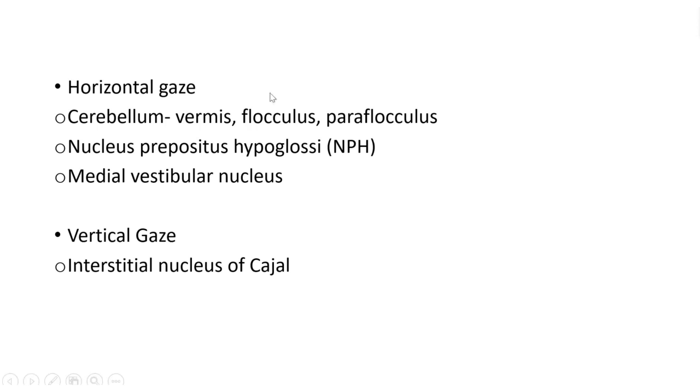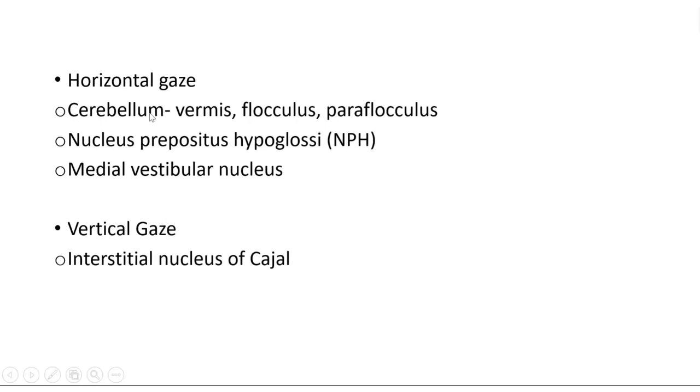For horizontal gaze, we have the cerebellum, of course, which is the main neural integrator, which strictly coordinates the activity of the PPRF. So what the cerebellum does is that it gives information to the NPH and the medial vestibular nucleus. The NPH is basically a group of neurons lying around the hypoglossal nuclei. The medial vestibular nucleus is one of the vestibular nuclei.